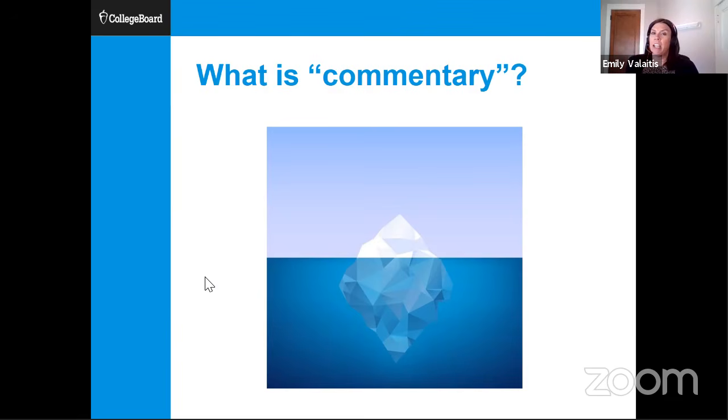The commentary is what lies beneath the surface, and 90% of an iceberg is underwater. So there's a lot to pull out from that example. So the commentary is what's underwater. The commentary is how you see the example in a way that's different from everyone else, or that isn't just verbatim straight from the passage, but going beneath the surface and thinking about what isn't obvious to everyone.